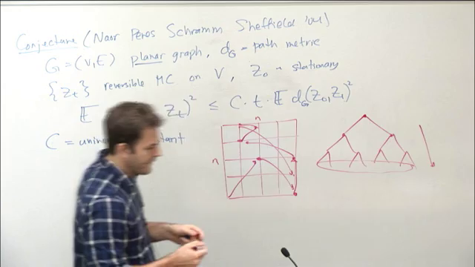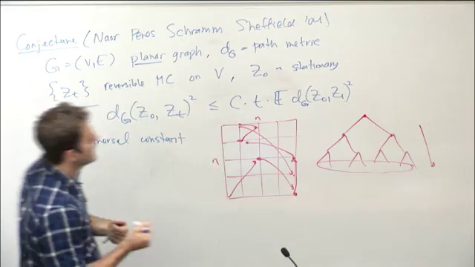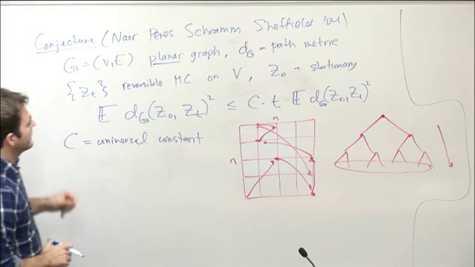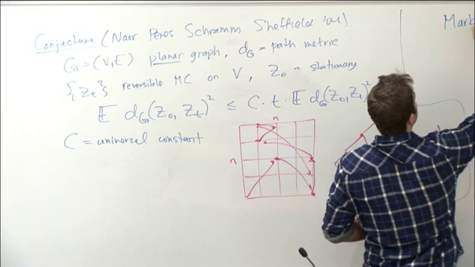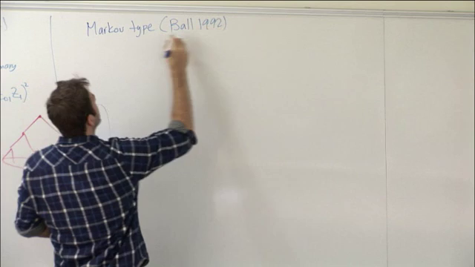So now, first of all, let me tell you where this notion comes from, and then in a little bit, I'll get into the proof. It goes back to this definition of something called Markov type, due to Keith Ball from '92. Let me define what Markov type is.